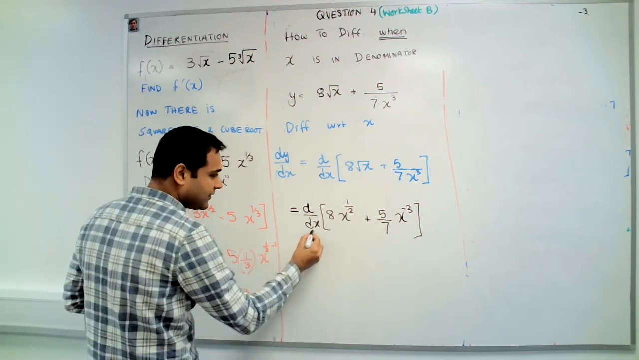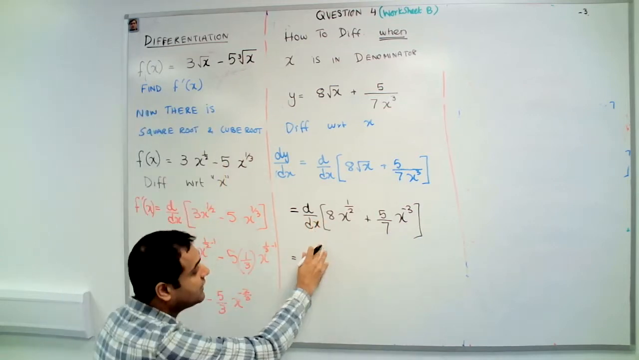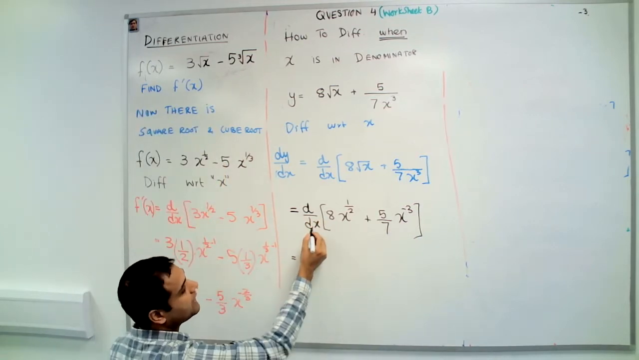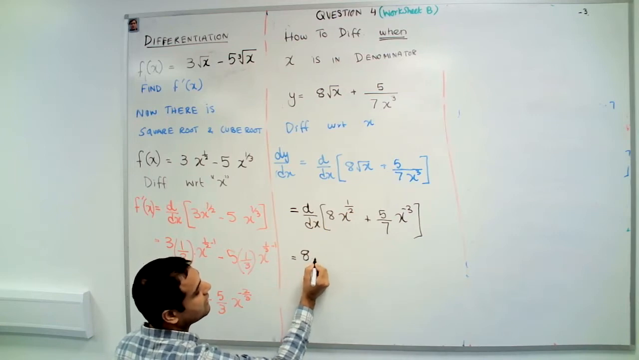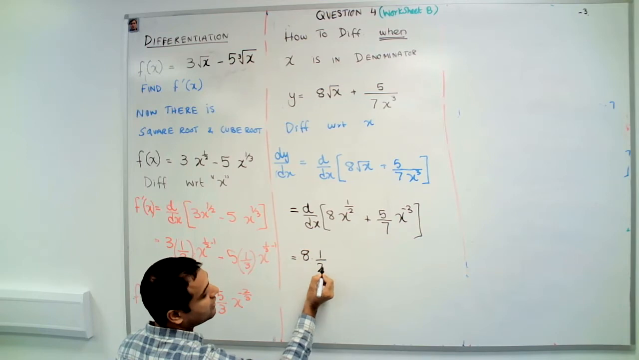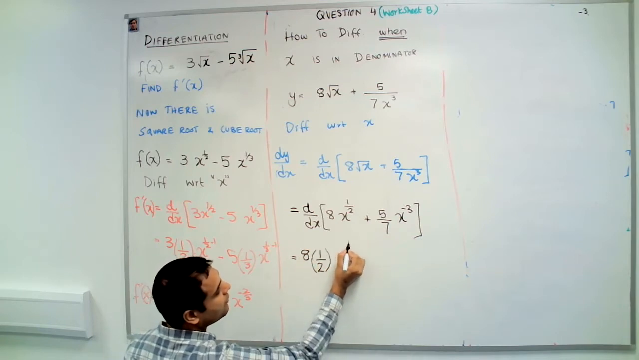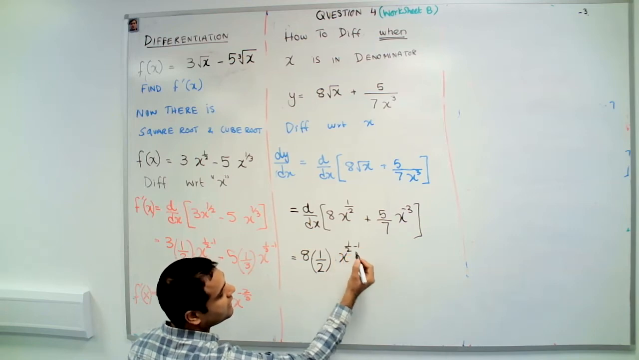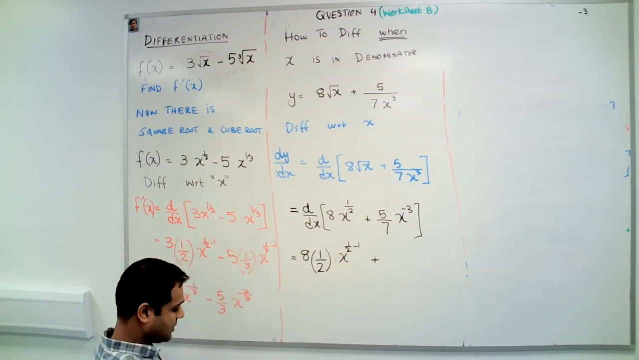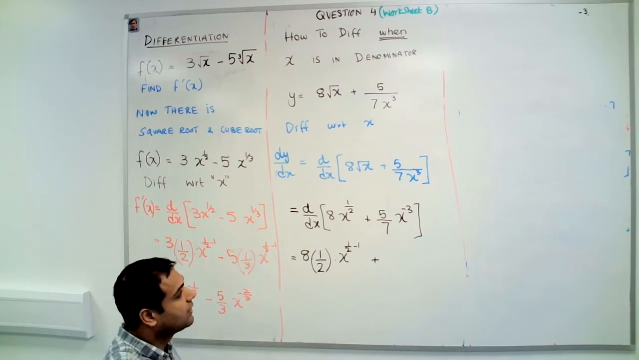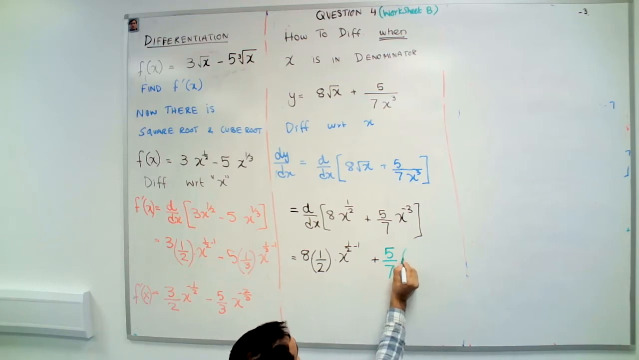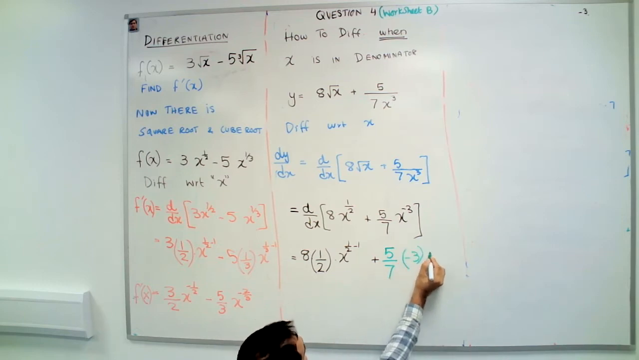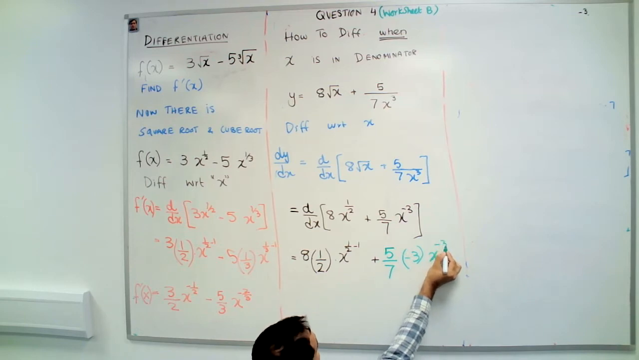So if I differentiate the first one, it will be d over dx of 8 x to the power of half. 8 is already out. Half comes out because the power comes out, and reduce the power by 1: 1 over 2 minus 1. Now the other one. 5 over 7 is already here. Minus 3 comes out, and reduce the power by 1.